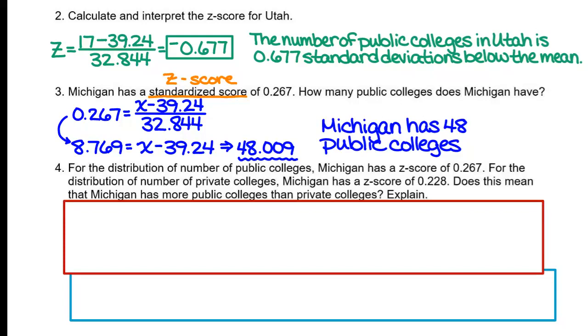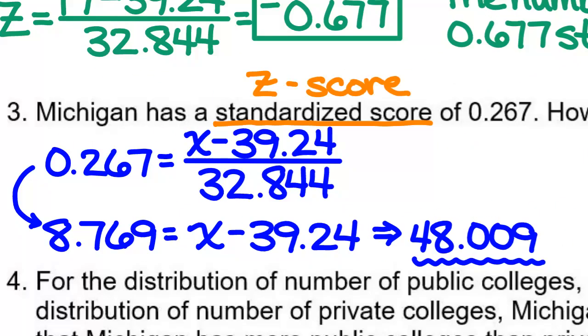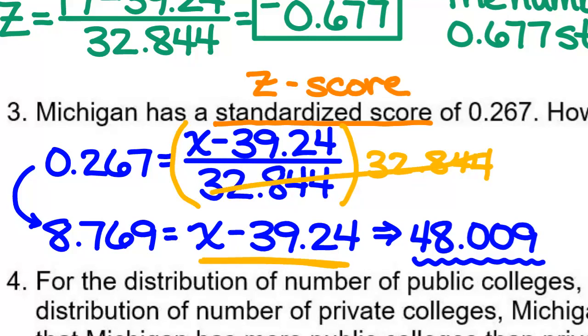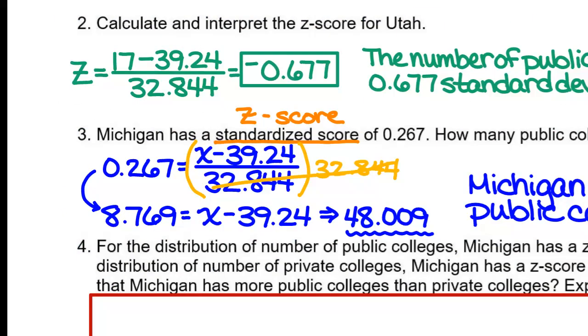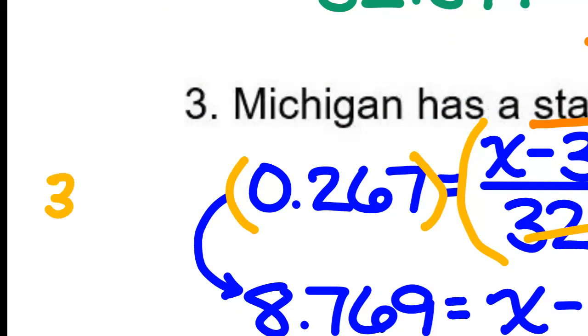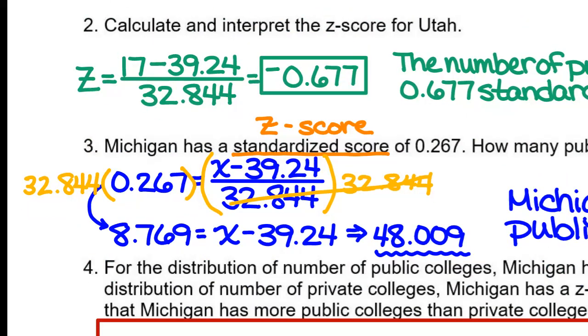Yes? How do you get that? Okay, so you guys are good with how I set up my fraction, right? What operation is a fraction bar? Dividing. What operation undoes dividing? Multiplication. Yep. So what we're going to do is undo this division by multiplying by that 32.844. That'll cancel my denominator out. Notice this was my numerator. And if you do it to one side, you have to do it to the other side. 32.844. That's how I got that 8.769.